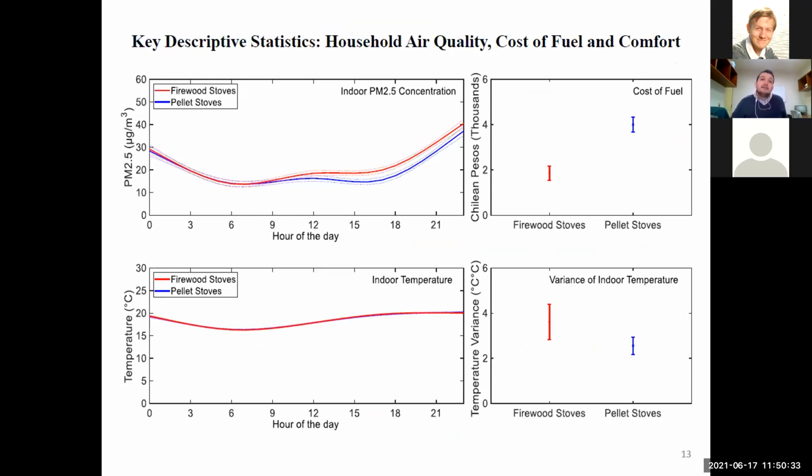As descriptive statistics, here I show you the outcome variables. In the first panel, in the corner on the left side, we see the indoor PM2.5. You can see that we appreciate this difference during the evening, when it's colder and the stoves are used with more frequency. In terms of self-reported cost for fuel use, we can see a difference between pellet and firewood stoves. We didn't see a difference regarding indoor temperature, but if we go a little bit deeper, we identify a difference in the variability of that temperature between these two groups.